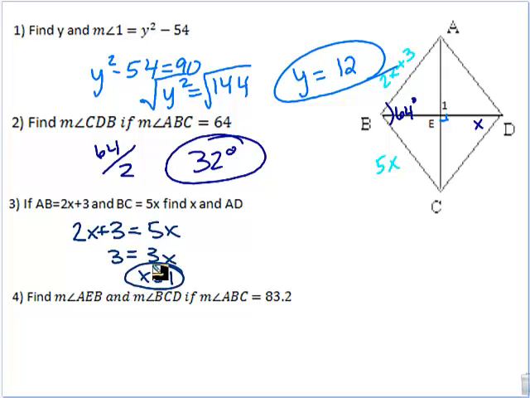We also want to find AD. How do we find AD? Yeah, AD is going to be the same as all of these other sides. So we just have to plug 1 back into one of those formulas. Okay, so 5 times 1 is 5, so that's the length of AD. Is that okay? All right.